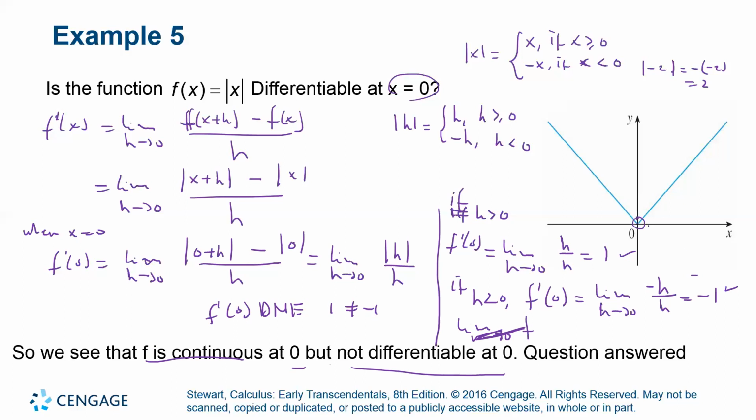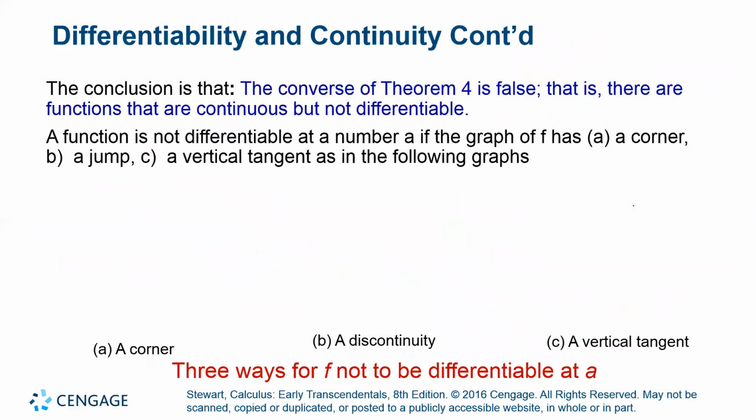And so going to the graph, it is continuous. When you have a corner like that, we're going to generalize. You have a corner like that, you will say that it is not differentiable, but it is continuous. Generally speaking, the converse of the theorem is false. That is, there are functions that are continuous but not differentiable at certain points.